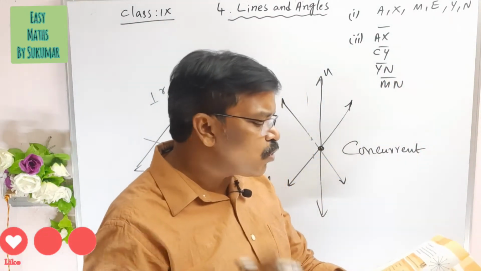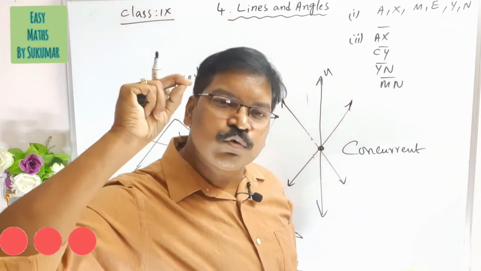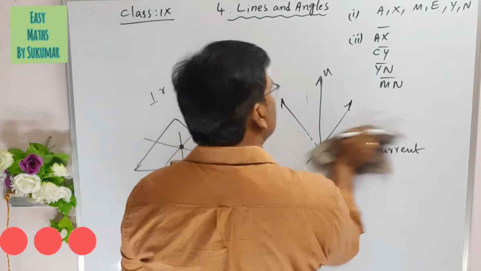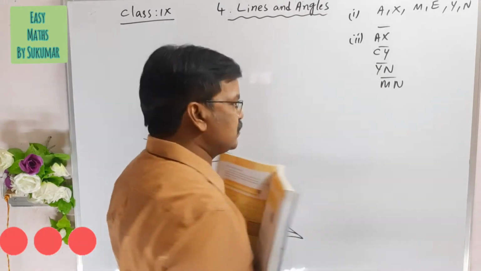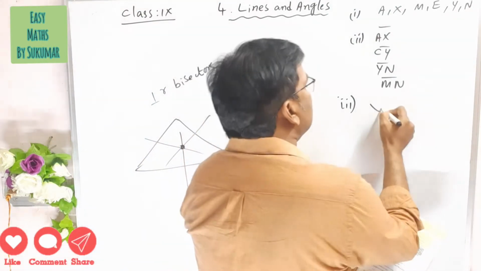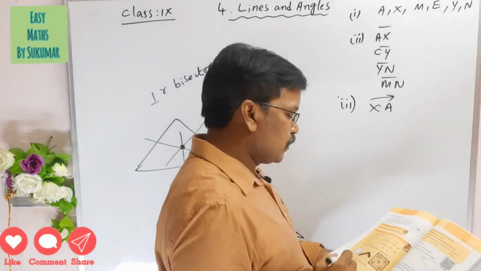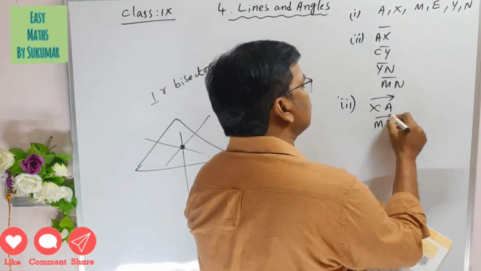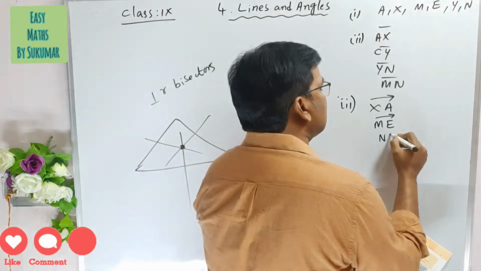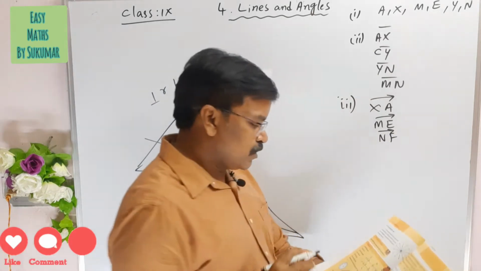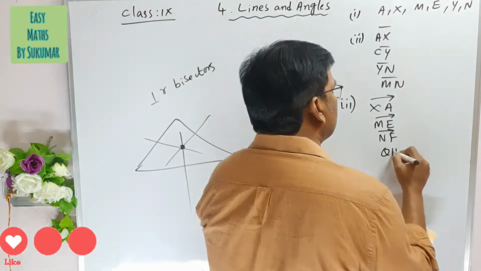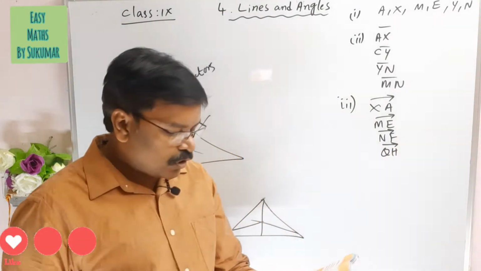Coming to the third one, any 4 rays. A ray, as I told you, has only one endpoint. There is no other endpoint. That means here, the rays are, number 3. XA is a ray. ME is a ray. The next one is NF is a ray. NF. This is another ray. Any 4 rays. One more you tell me, my dear students. QH is a ray. QH. Right. These 4 are the rays.